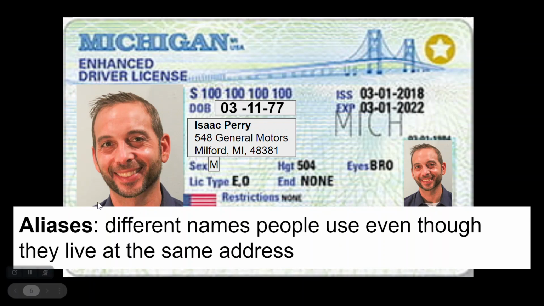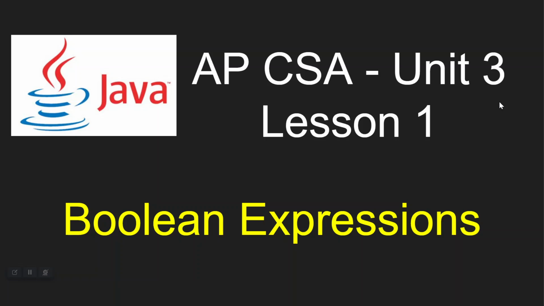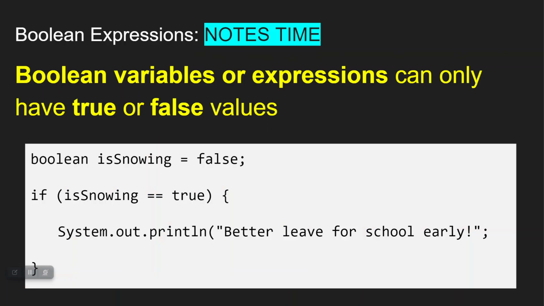And believe it or not, this whole concept of residing at the same address but having a different name relates to what we're going to get into today with the very first lesson of Unit 3, Lesson 1, which is all about Boolean expressions. Let's go ahead and hop in here. So when we talk about something being Boolean, whether it's a Boolean variable or a Boolean expression, what that means is it can only have true or false values.